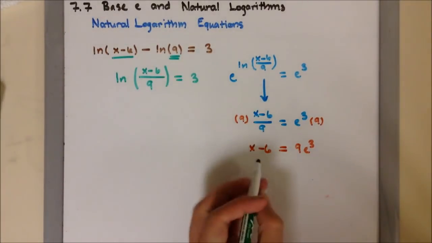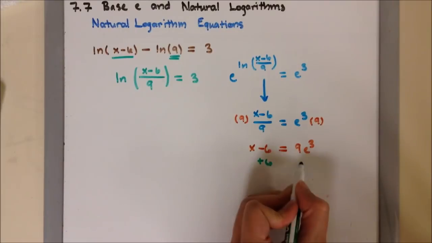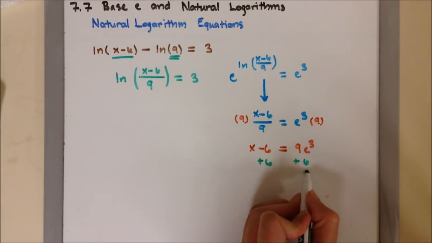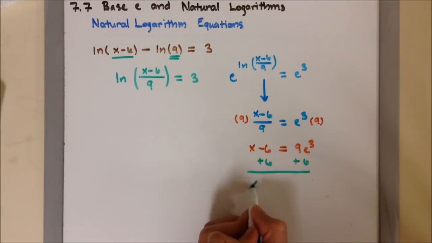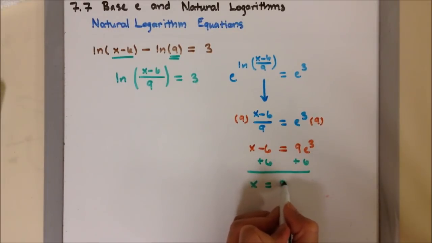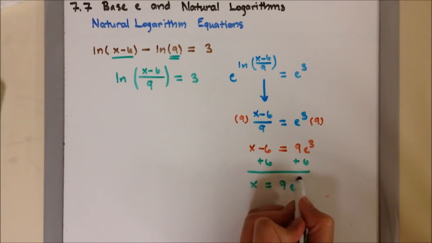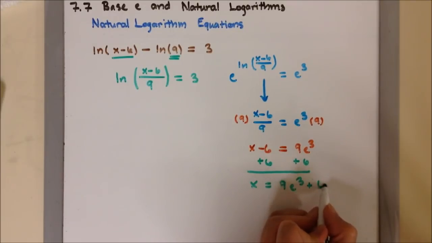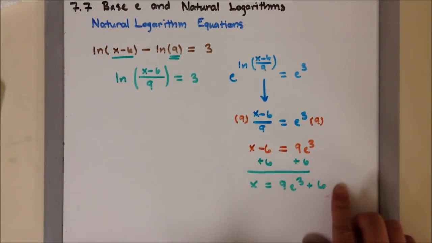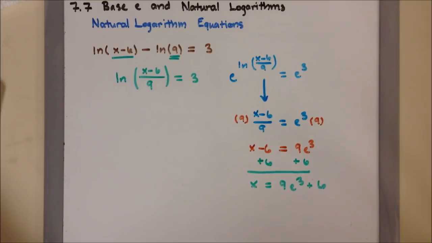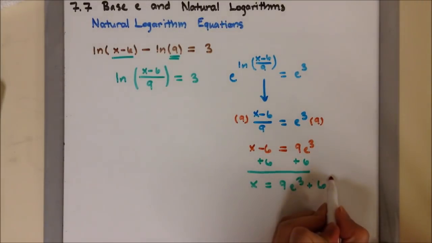And then I'm going to add 6 to both sides. So x equals 9e to the third power plus 6. So that would be my answer for x if I were to do this without a calculator. So let me box that up.